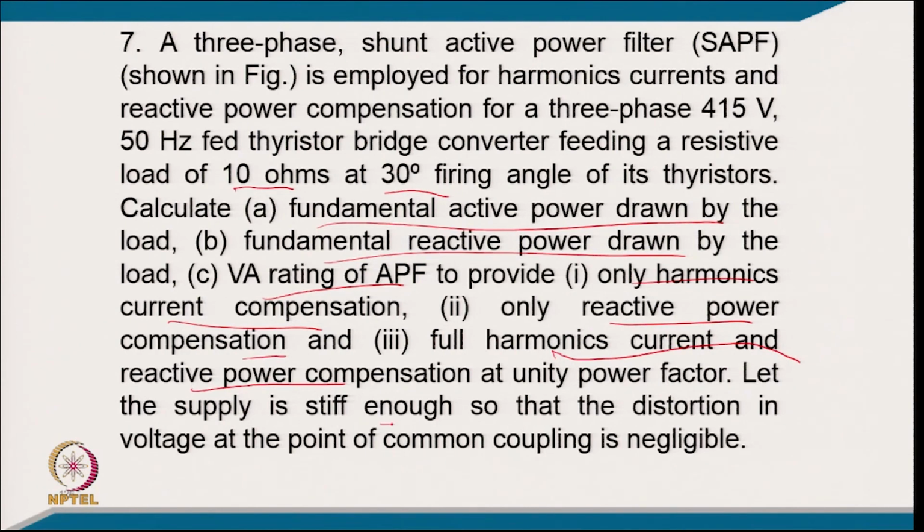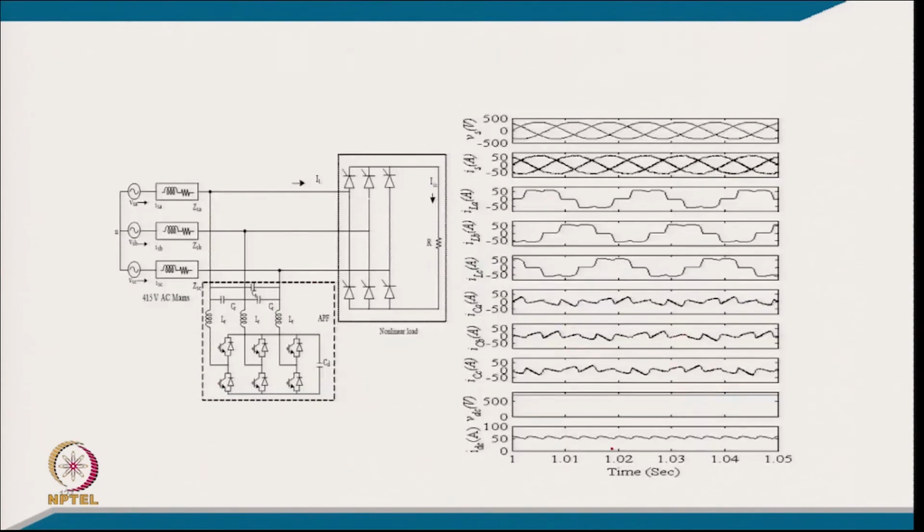Let the supply be stiff enough so that the distortion in the voltage at the point of common coupling is negligible. This is the typical circuit: we have a load here, a thyristor converter with the R load, and a shunt active filter connected at the PCC. After putting in the values and making the model, these are the waveforms: the 3-phase supply voltage, and the supply grid current, which is in phase with the supply voltage.